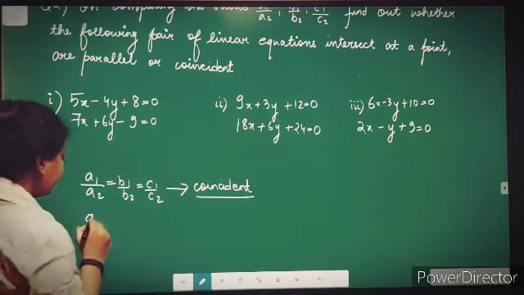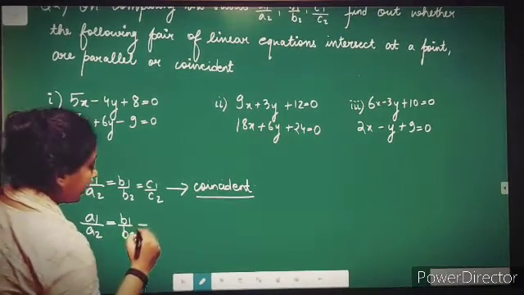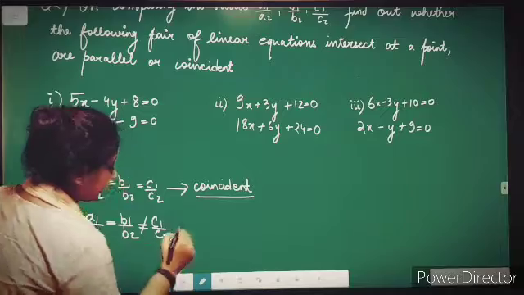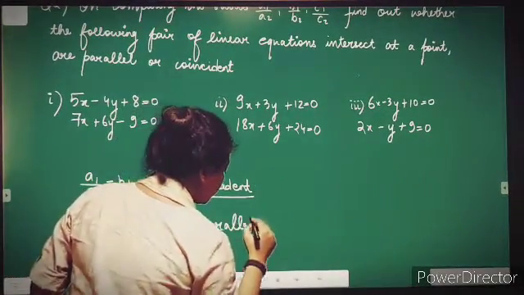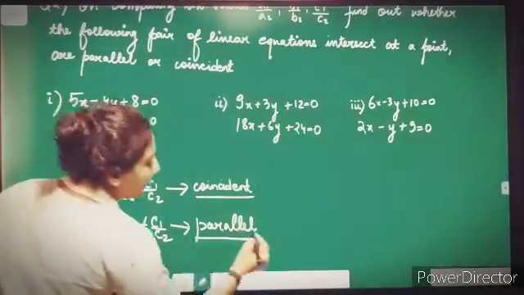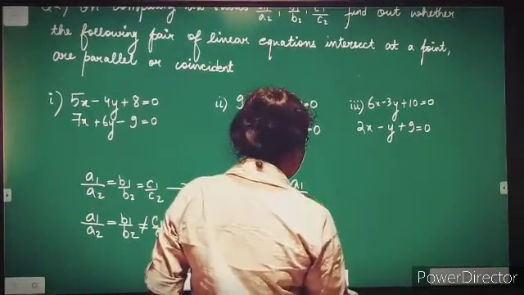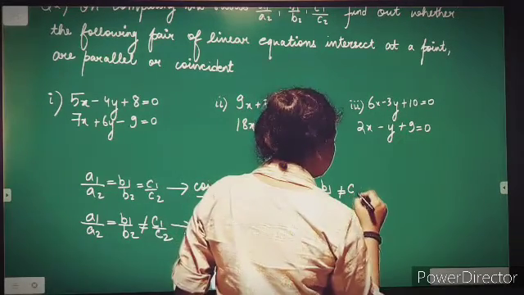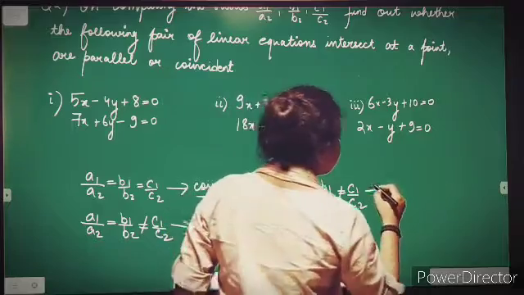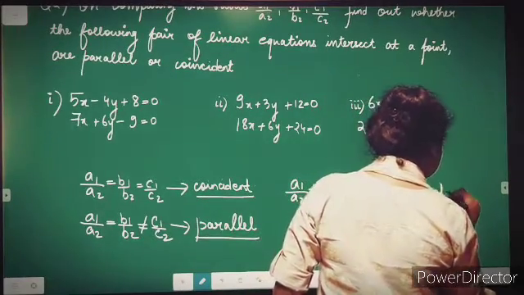If a1 by a2 is equal to b1 by b2 is not equal to c1 by c2, in this case we will be having parallel lines. The equations will represent parallel lines. And if a1 by a2 is not equal to b1 by b2 is not equal to c1 by c2, then in this case we will have intersecting lines.